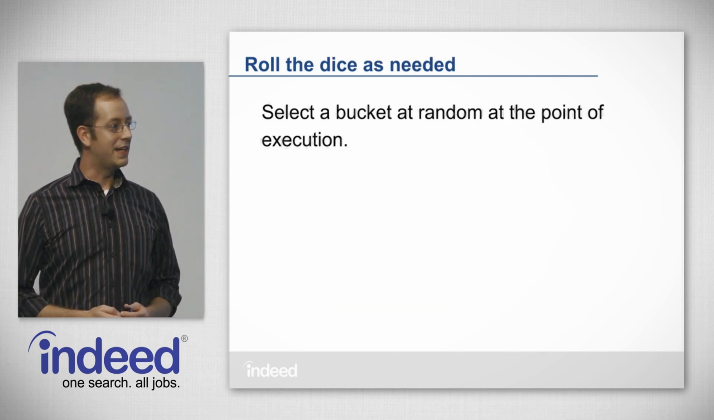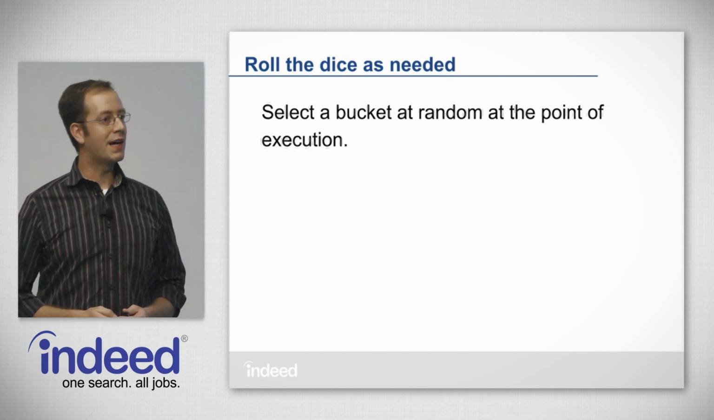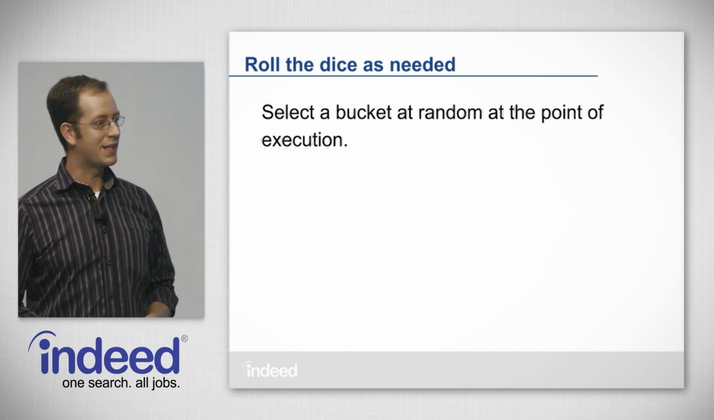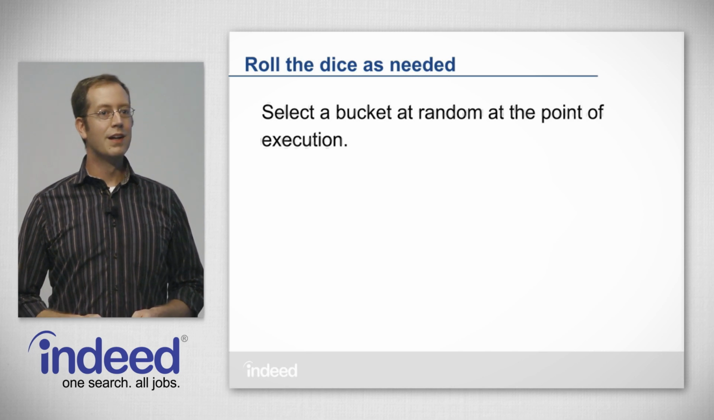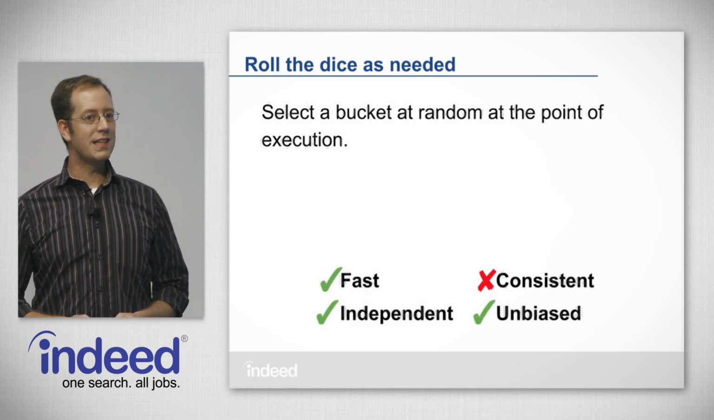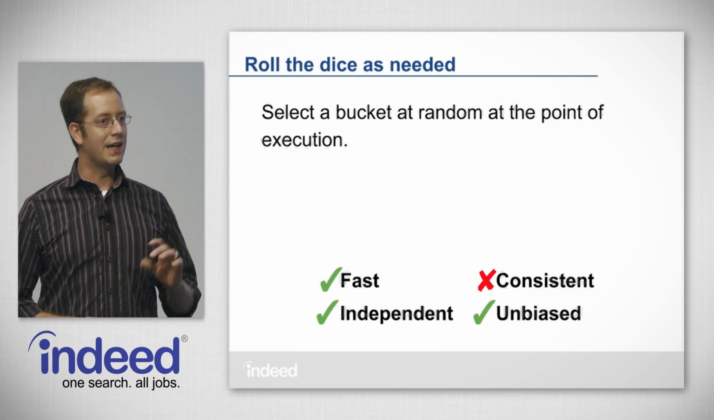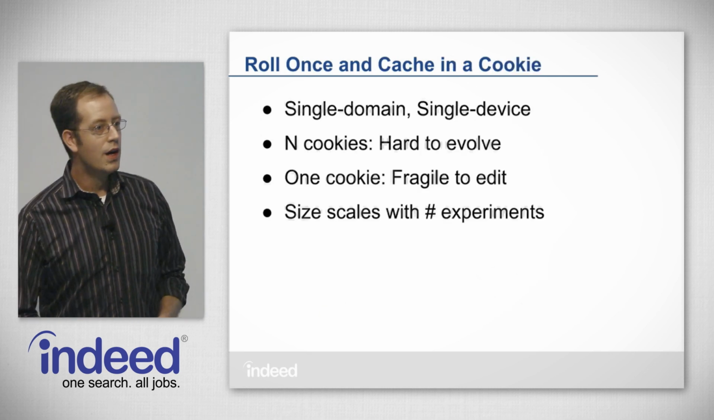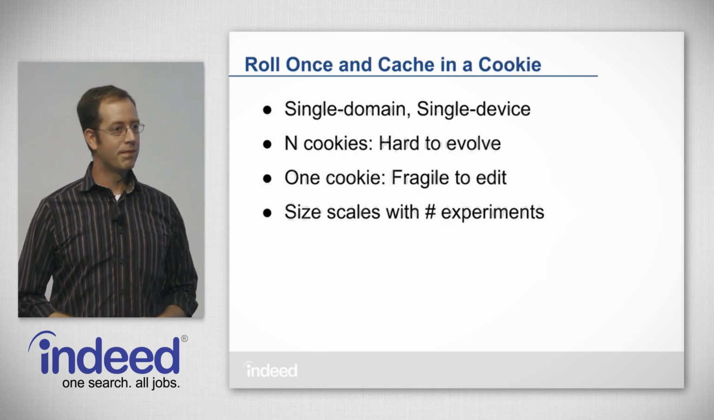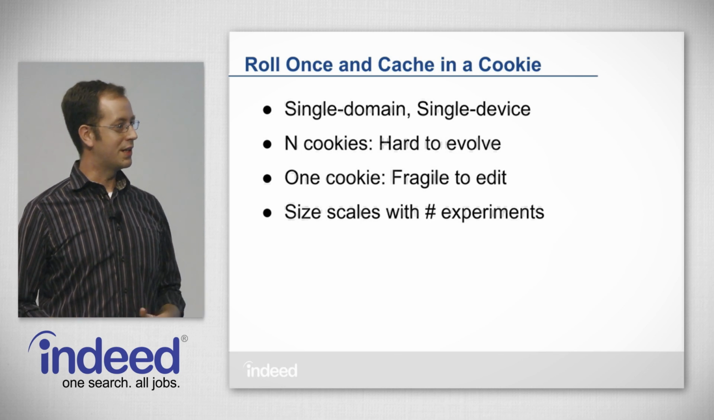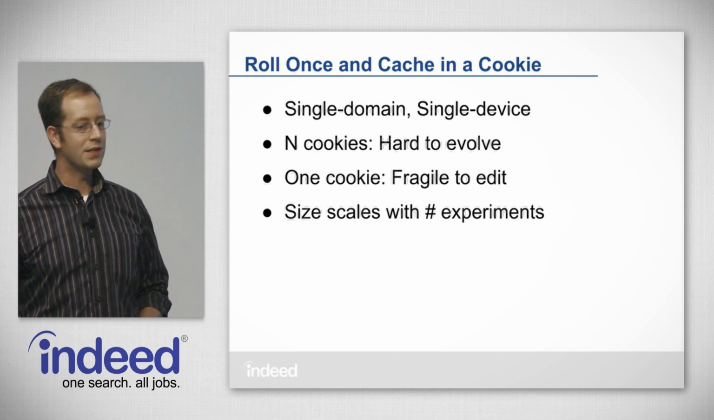If we just roll the dice as needed, undoubtedly fast. Every time somebody hits the page where we show the button, we decide gray or blue. Completely inconsistent. As the same visitor is wandering through the site, they're going to get different results on every page. So maybe we roll it once and cache it in a cookie. Now that's a lot more consistent. Now it's consistent across a single domain or across a single device.